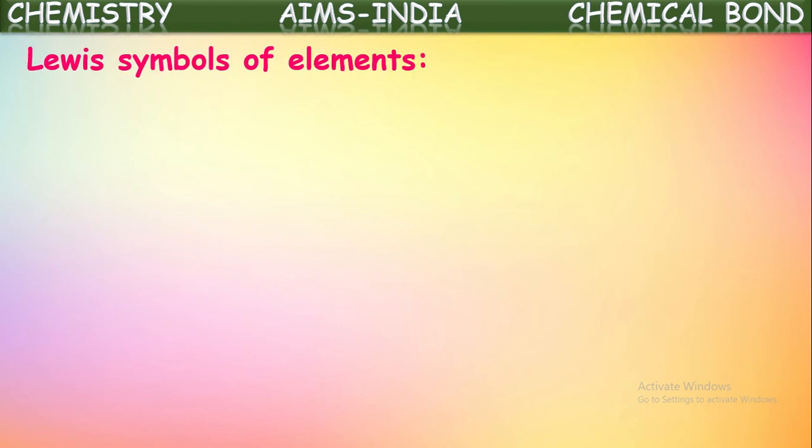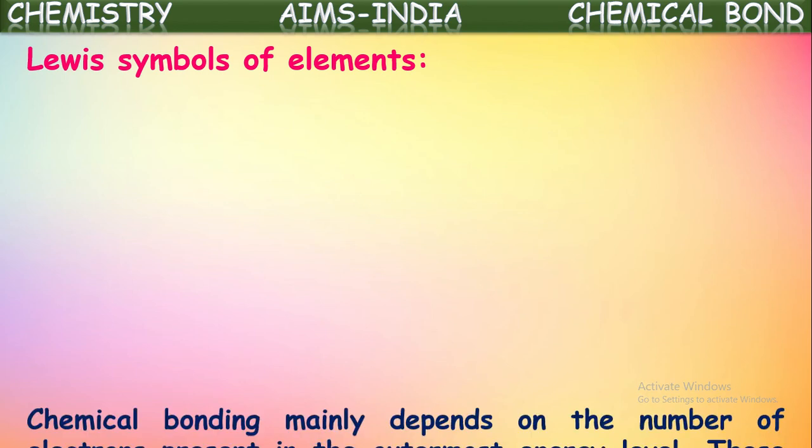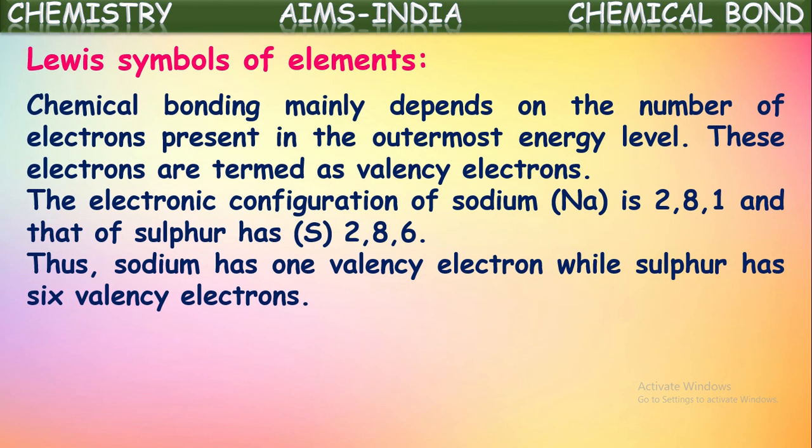Now let us see some Lewis symbols of the elements. For explaining the chemical reactivity of elements, Lewis proposed these symbols. Chemical bonding mainly depends on the number of electrons present in the outermost energy level of the atoms. These electrons are termed valence electrons. So the electrons present in the outermost shell of an atom are called valence electrons.